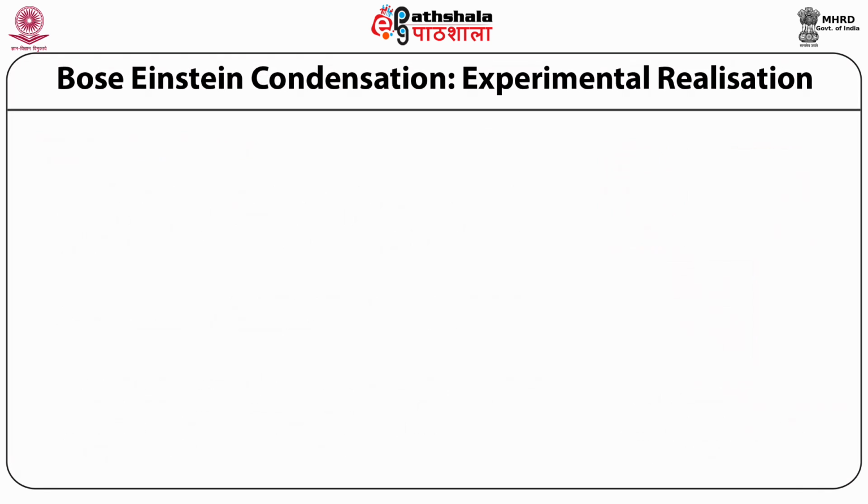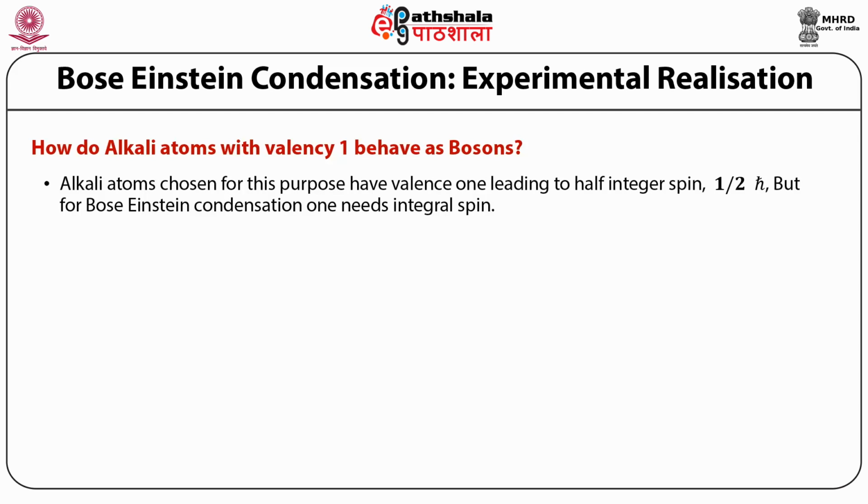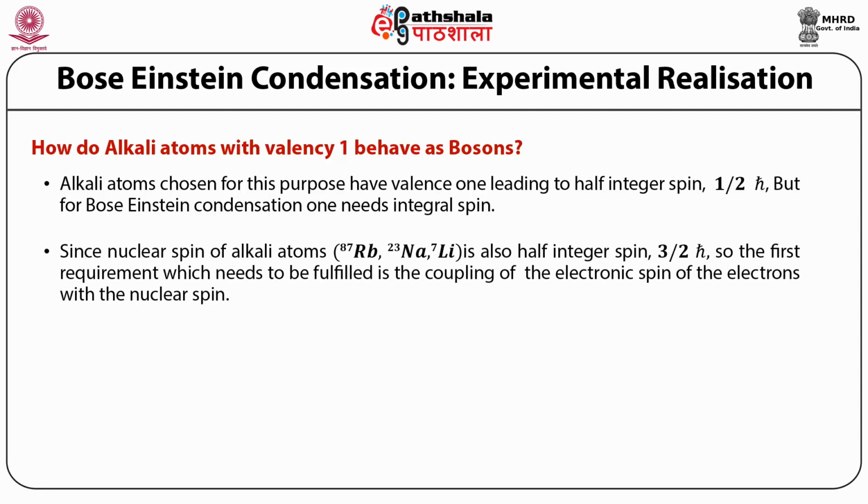Now the question is, how do alkali atoms with valency 1 behave as bosons? Alkali atoms chosen for this purpose have valency 1 leading to half integer spin, that is h bar upon 2. But for the Bose-Einstein condensation, one needs integral spin. Since nuclear spin of alkali atoms, that is of rubidium-87, sodium-23 and lithium-7 is also half integer spin, that is 3 by 2 h bar.